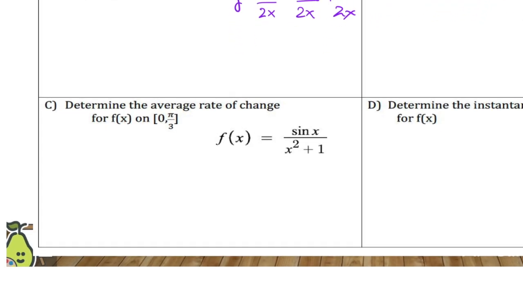Question C, average rate of change. I just wanted to remind you that the average rate of change is the slope of your secant line. And in this case, it would be f at pi over 3 minus f at 0 divided by pi over 3 minus 0. Substitute and you're on your way.